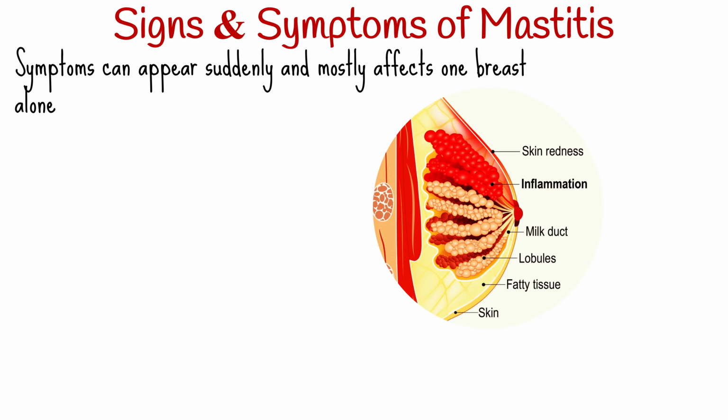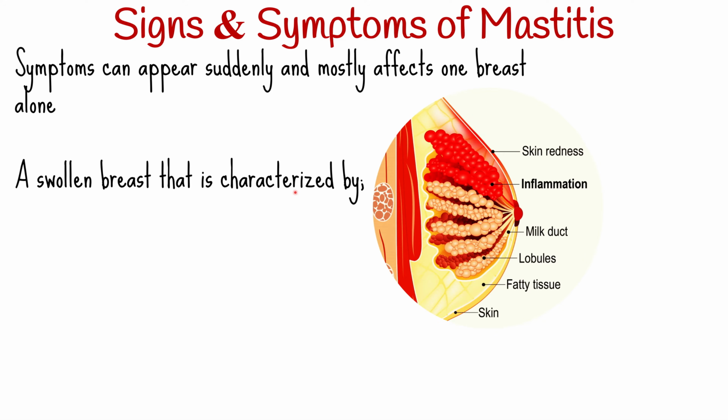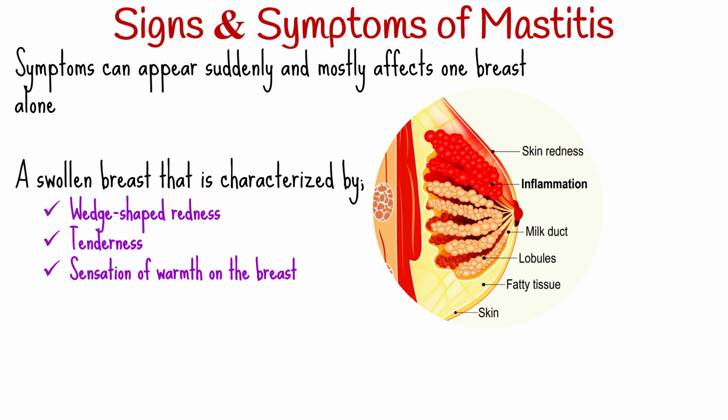Signs and symptoms of mastitis can appear suddenly and mostly affect one breast alone. But in some rare cases, both breasts can be affected. The first symptom to appear is a swollen or enlarged breast that is characterized by redness that is wedge-shaped, swelling, tenderness, or a sensation of warmth on the breast.